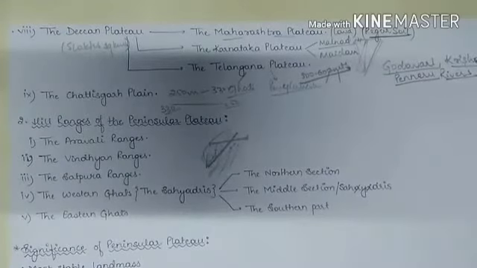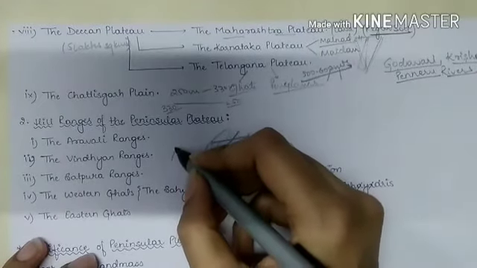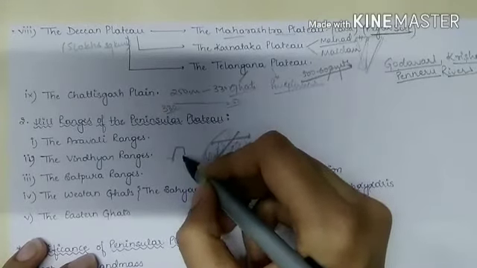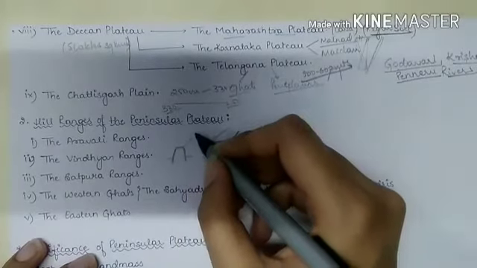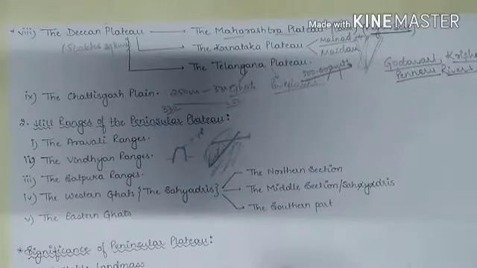Then we have Vindhyan ranges. Vindhyan ranges have risen as an escarpment flanking the northern edge of Narmada Son. So in the Narmada Son river we have an escarpment. This escarpment which rose is given the name of Vindhyan Ranges. Now this Vindhyan Ranges overlooks the Narmada Valley and it runs almost parallel to the Narmada Valley in the east-west direction.